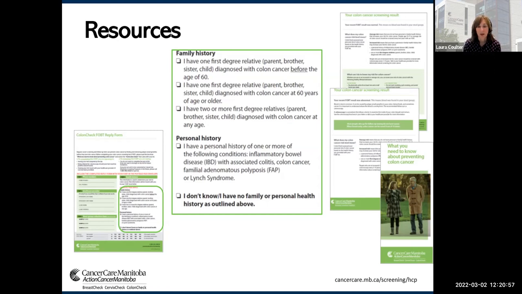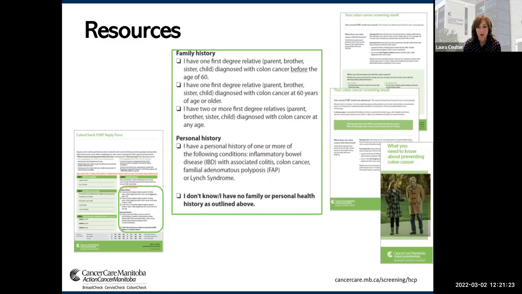From this information, we can calculate and inform the participant of their likely risk category with the fecal test result. And the result letter would read something like, your FOBT result was normal, and based on the personal and family history you provided, you may be at increased risk for colorectal cancer. It's important to continue regular cancer screening, but the FOBT might not be the right test for you. Talk to your healthcare provider about colon cancer screening.